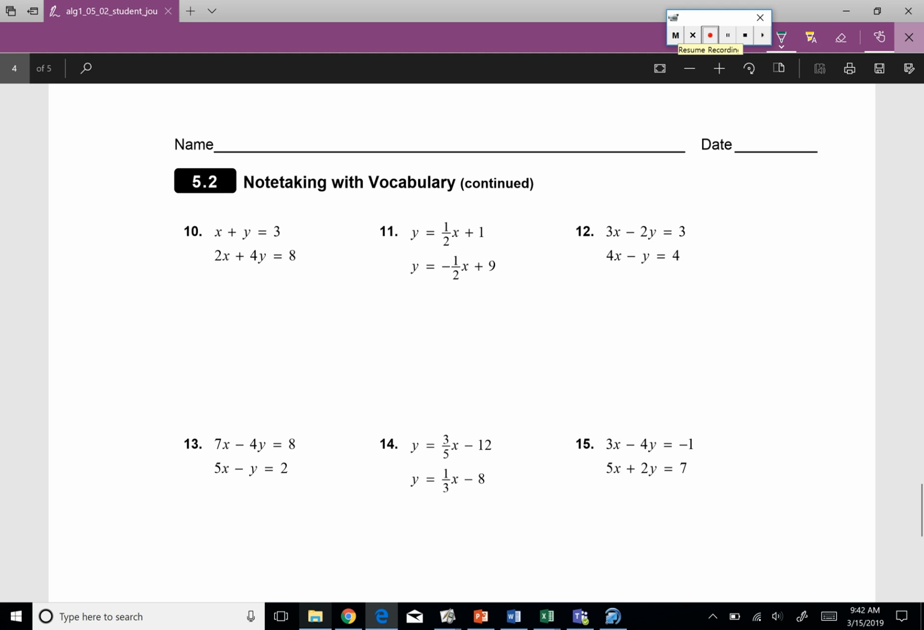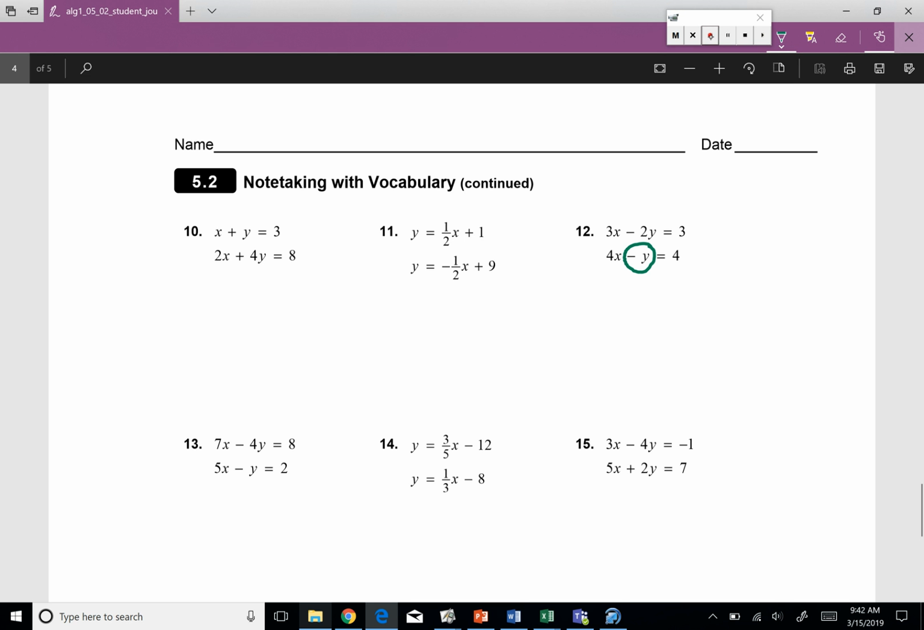In question number 12, the first thing we have to choose is which variable are we going to get by itself, the x or the y. We just talked about making a good choice on this, and the best choice is going to be looking for a coefficient of 1 or negative 1. So as I look at number 12, the easiest choice I see is getting this y by itself in the second equation. It has a coefficient of negative 1.